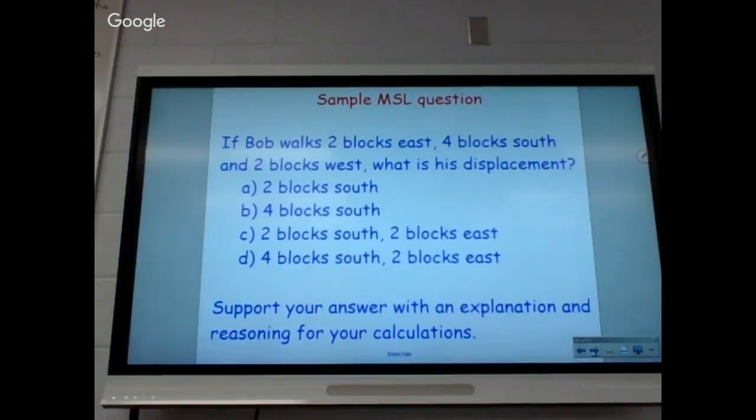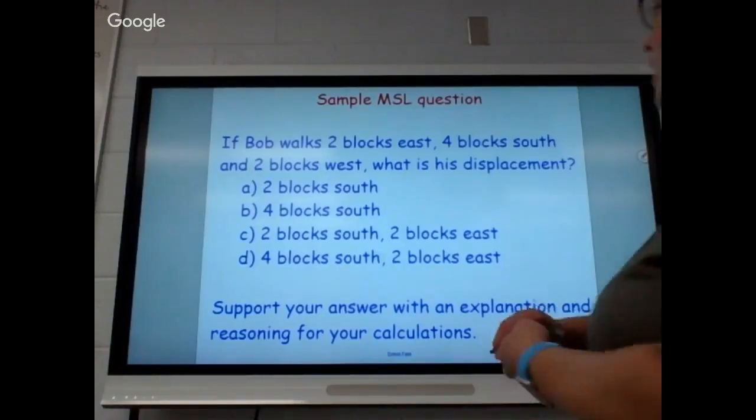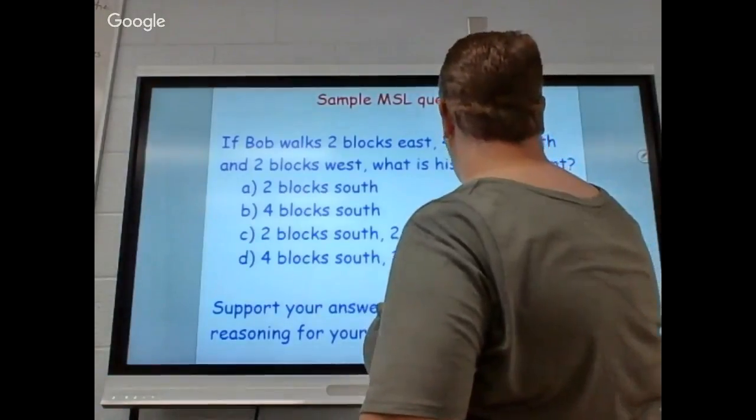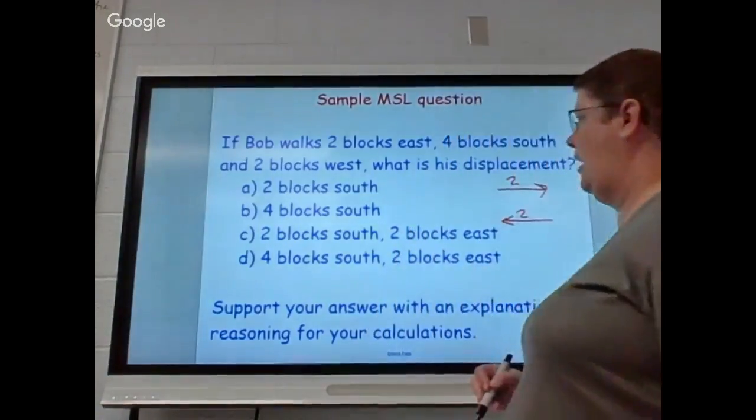when you go east 2, then you go west 2, okay, east 2 and west 2. So what are you telling me about the east 2 and the west 2? They do what? They cancel. Okay, I like that. So you're saying when you go 2 blocks east and 2 blocks west, they're going to cancel each other out. I like that.